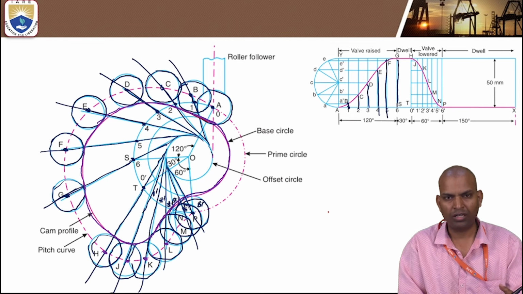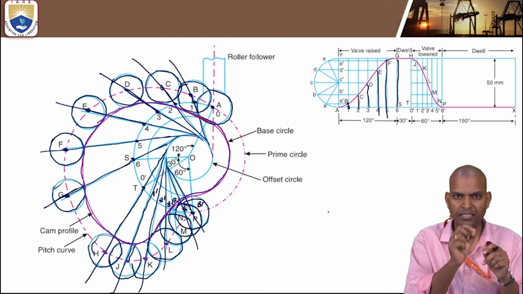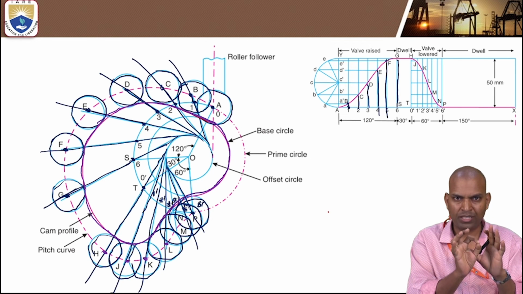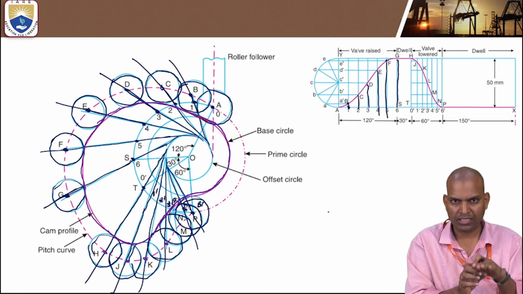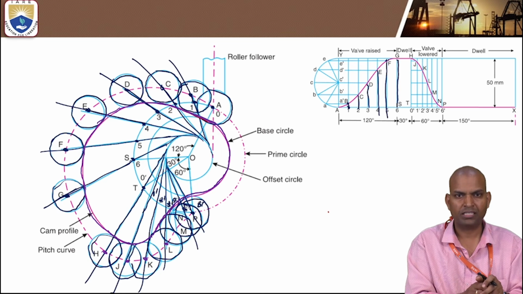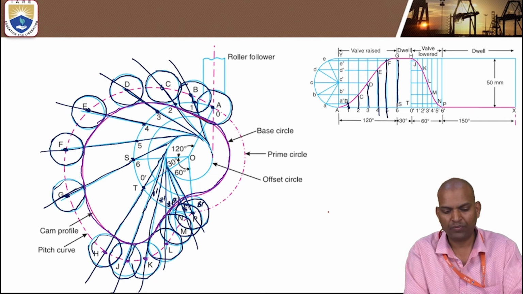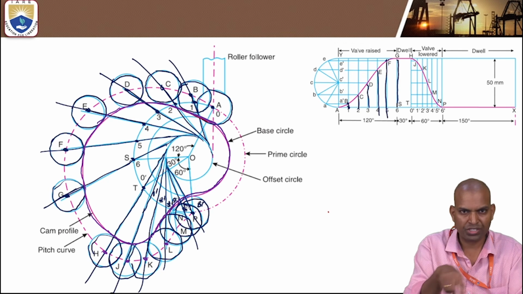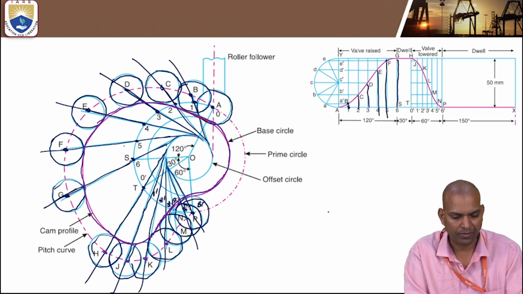Here it is mentioned as the valve is raised for 120 degrees of cam rotation, 30 degrees it remains open or raised, and again for 60 degrees the valve is falling, coming down, lowering, and it remains lowered for the next 150 degrees of cam rotation. So the total angle of cam rotation is one rotation, that is 360 degrees. This is the cam profile.